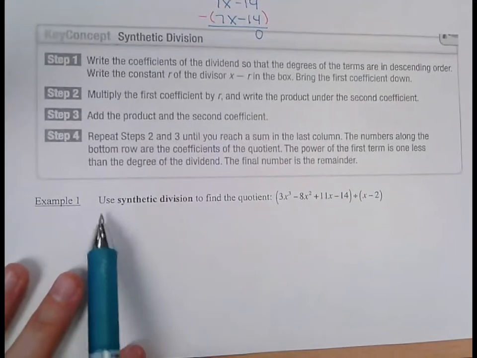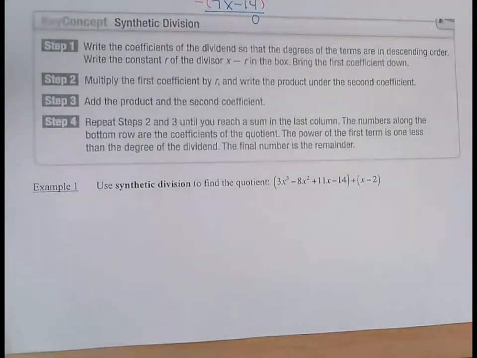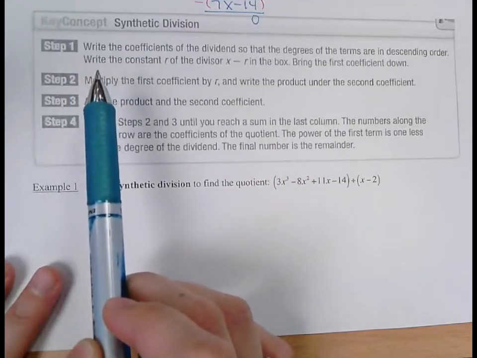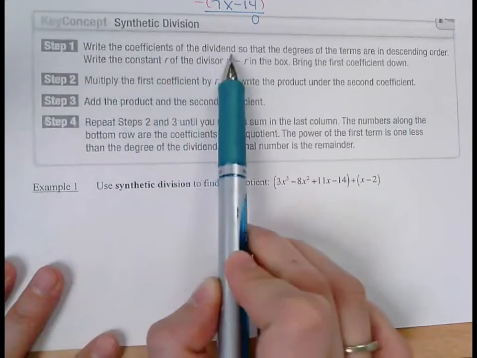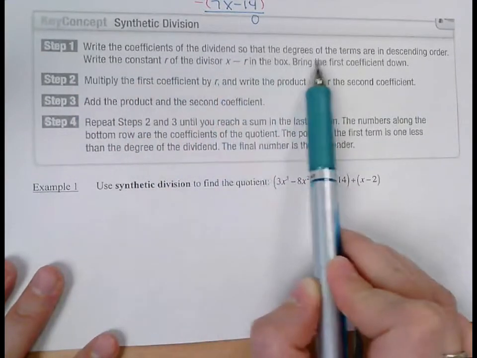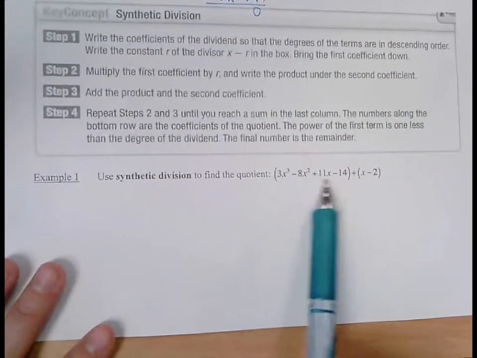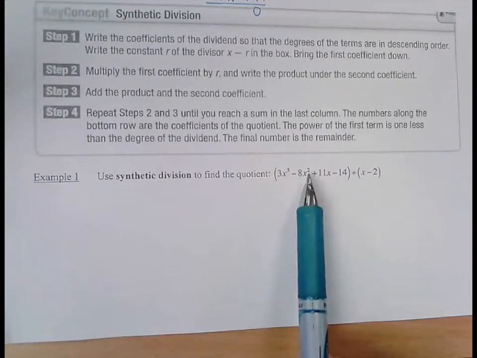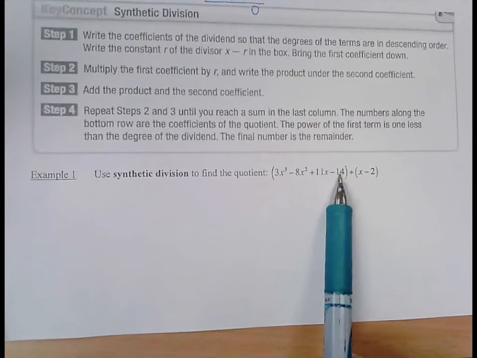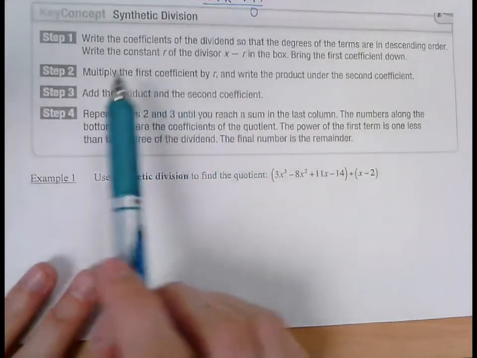So in synthetic division, what it says in the first step is mainly you have to know how to set it up. There's a setting up process to it. So you write the coefficients of your dividend. Your dividend is what's being divided. You write the coefficients of the dividend so that the degrees of the terms are in descending order. All that means is if you notice in your dividend, it goes x cubed and then x squared and then x and then your constant. So this is already written the correct way, but if it wasn't, you would rearrange it.